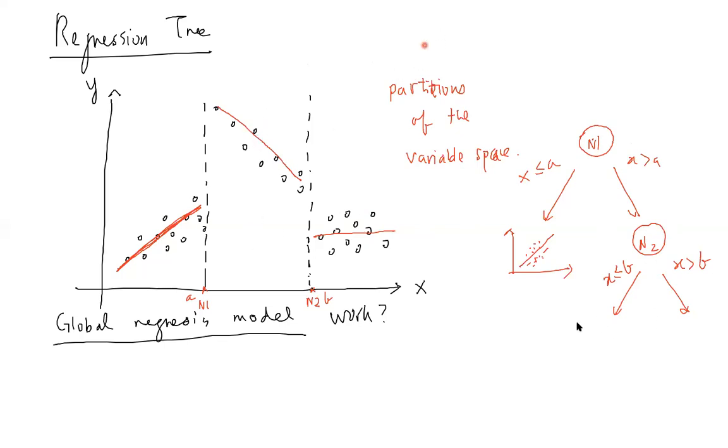So in that case, here your model will be, if you fit this model in this space, it will work very well. And over here, the model is basically a constant line, right?